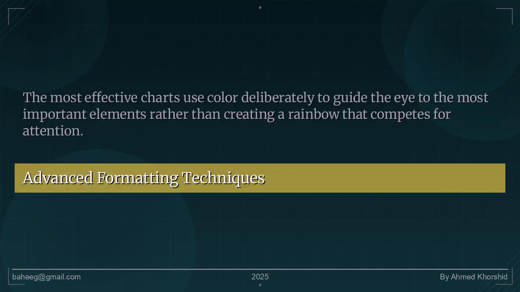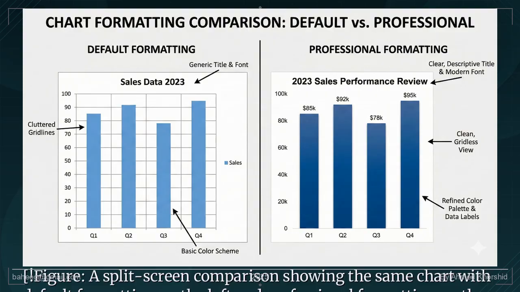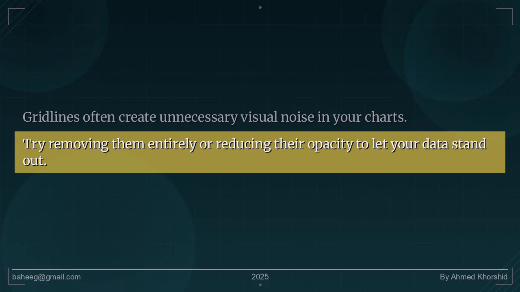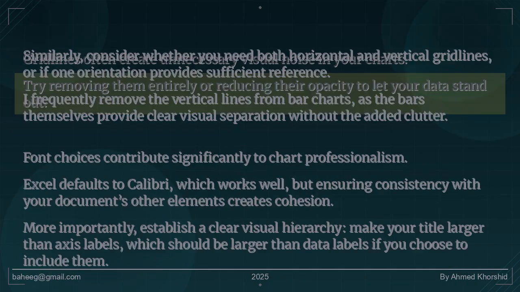Advanced formatting techniques. Figure: a split-screen comparison showing the same chart with default formatting on the left and professional formatting on the right, highlighting changes to title, color scheme, font choices, and removal of grid lines. Grid lines often create unnecessary visual noise in your charts. Try removing them entirely or reducing their opacity to let your data stand out.